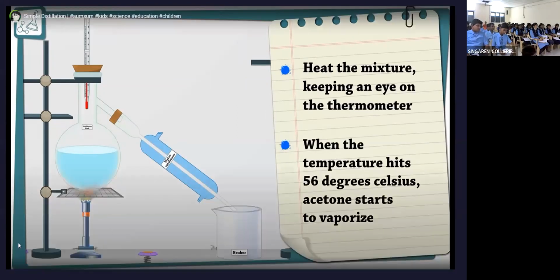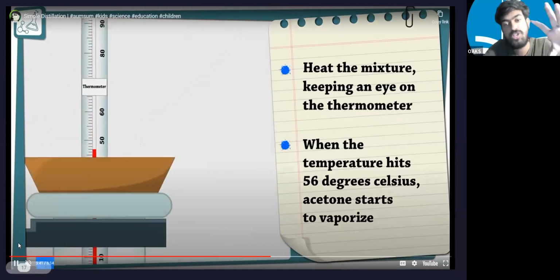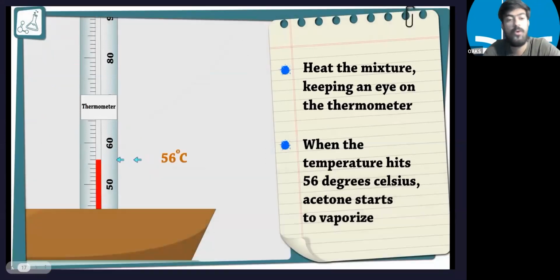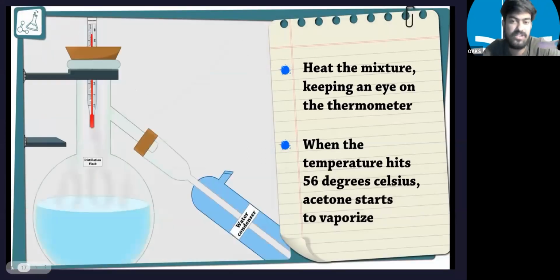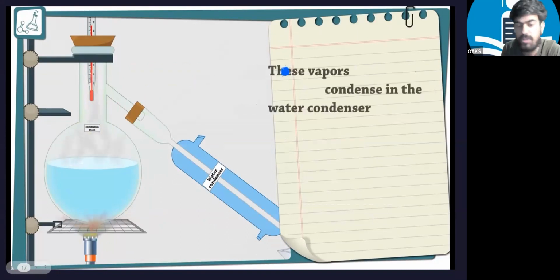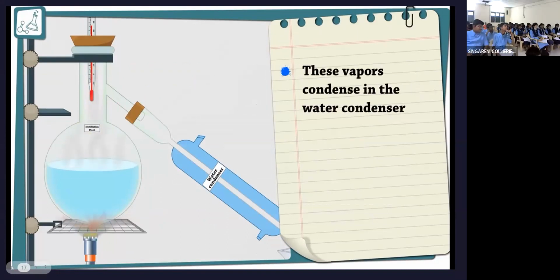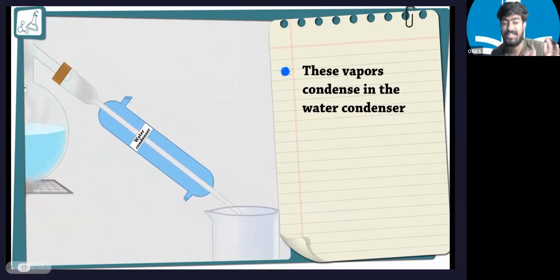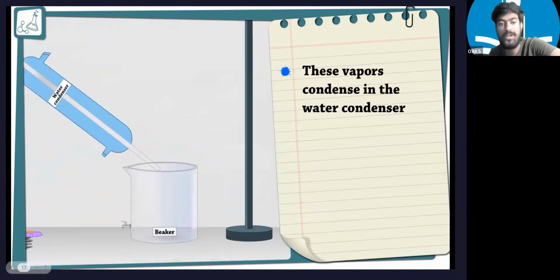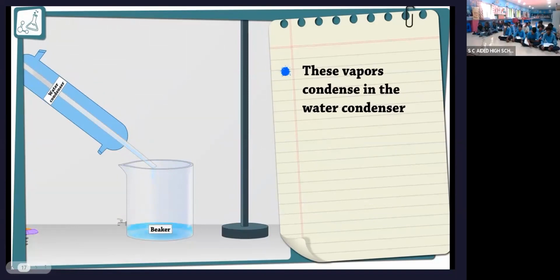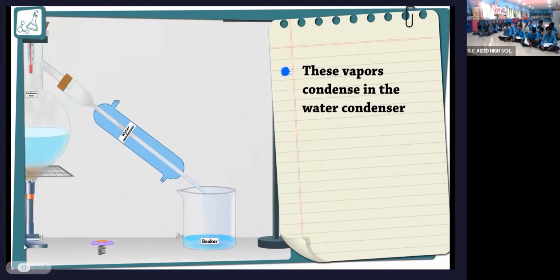Okay. Now, we have the mixture of water and the acetone, right? And the boiling point of the acetone is basically 56 degrees Celsius. So what is going to happen? At 56 degrees Celsius, the acetone is going to evaporate. Yes or no? Yes, sir. And then that gas is going to pass through this water condenser, and the water condenser is going to cool that gas, and we are going to get the acetone in the liquid form. Yes or no?